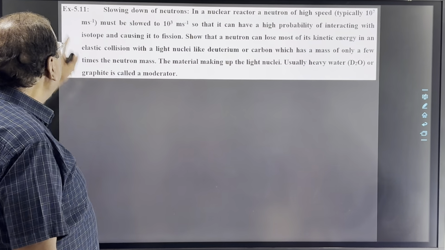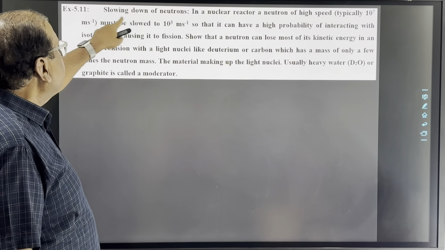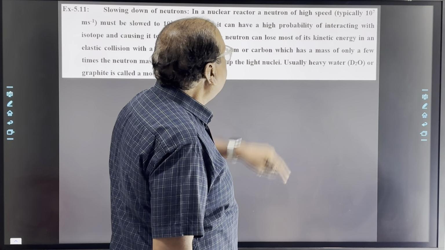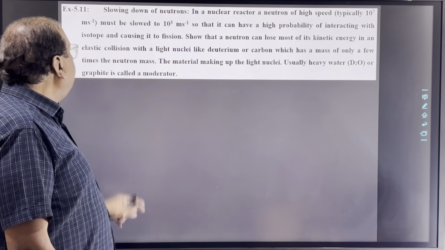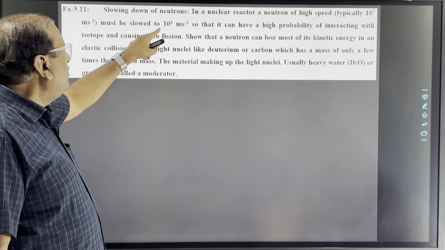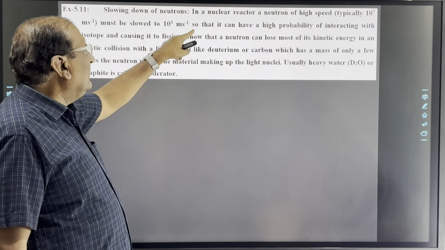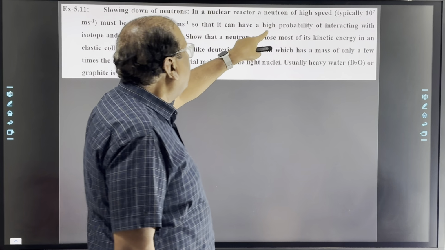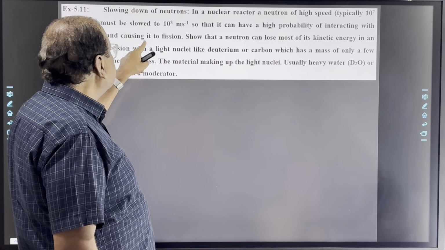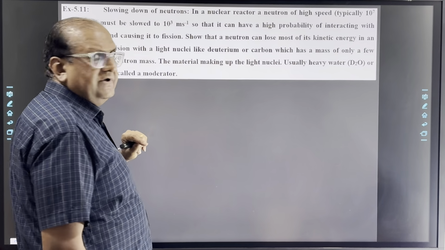Now example 5.11, slowing down of neutrons. In a nuclear reactor, a neutron of high speed, typically 10 raised to 7 meter per second, must be slowed to 10 raised to 3 meter per second so that it can have a high probability of interacting with the isotope and causing it to fission.